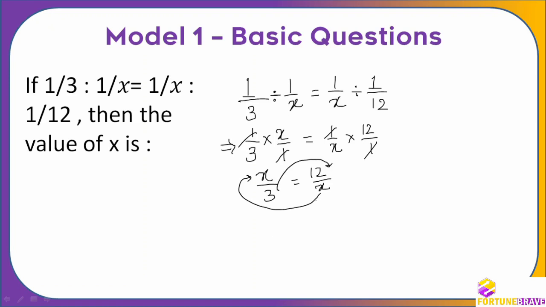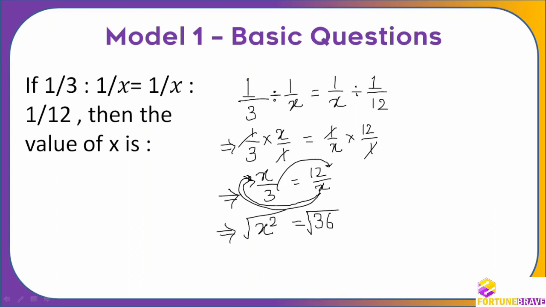So it will become what? x into x is equal to x square. This needs no explanation. When x comes this side, it will become multiplied. So it will become x square, which is equal to 3 into 12, which is equal to how much? 3 into 12 is 36. So if x square is 36, then how do I find out x? I will put the square root on both sides. Okay, this is how we will solve it.